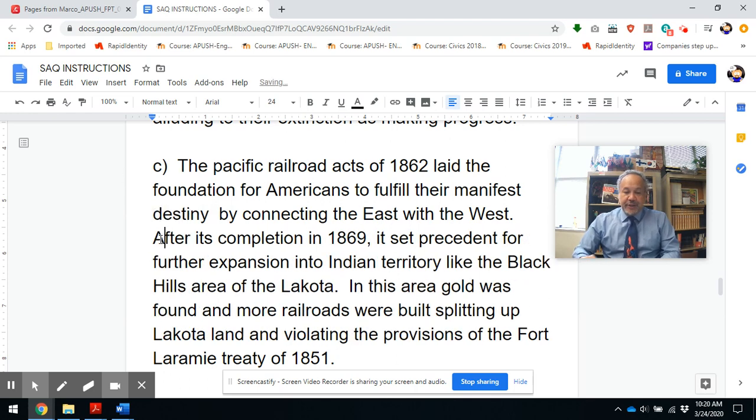After its completion in 1869, it set precedent for further expansion into Indian territory, like the Black Hills area of Lakota. In this area, gold was found and more railroads were built, splitting up Lakota land and violating the provisions of the Fort Laramie Treaty of 1851.